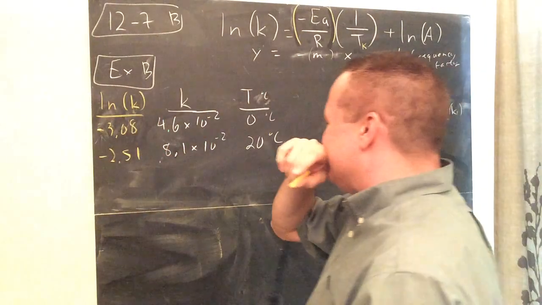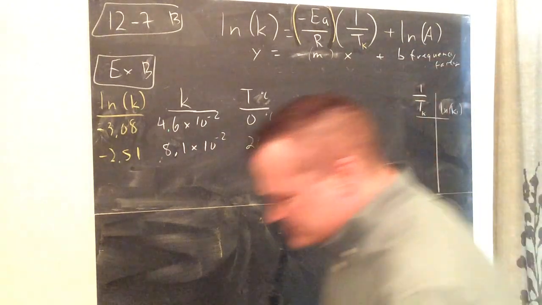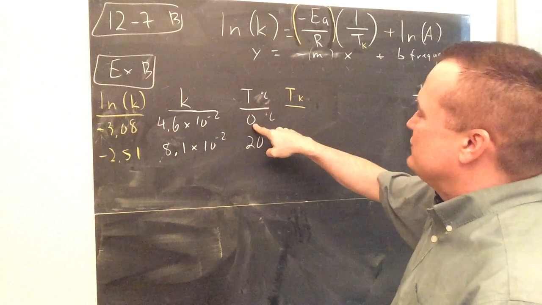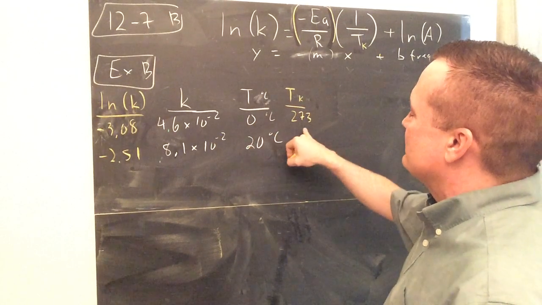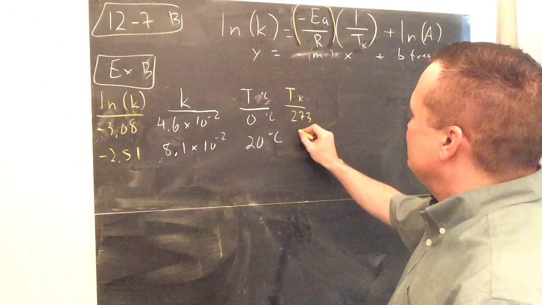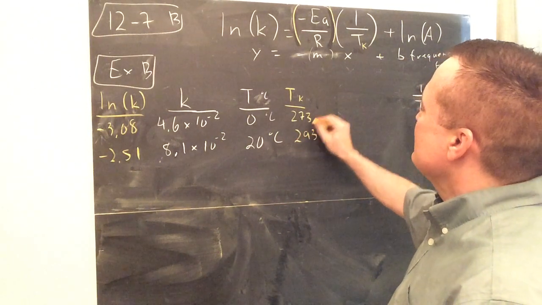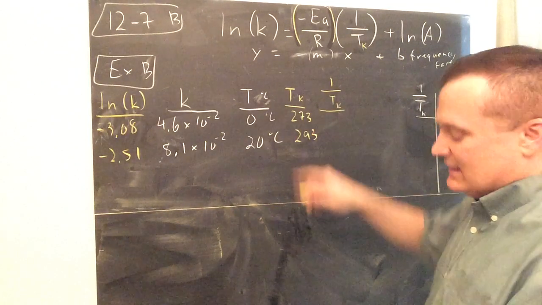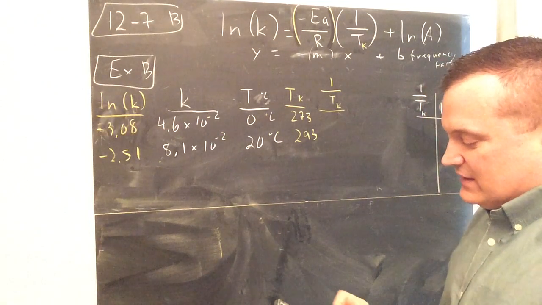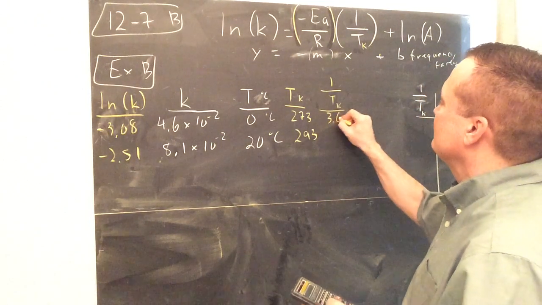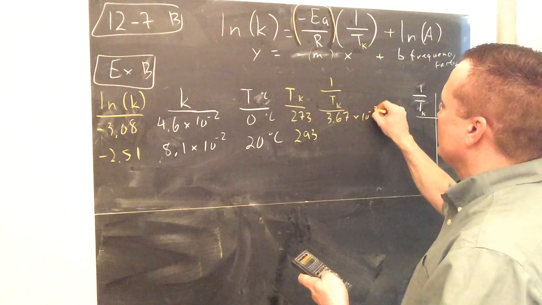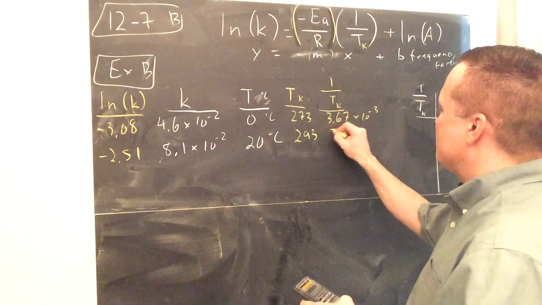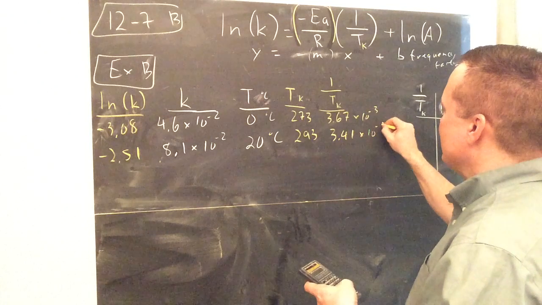Excuse me. Okay. Now, temperature. First, let's Kelvinize that baby. So Kelvinize this, and that means 273.15. Just put 273 there. And then 20, we'll make that 293. That's easy enough to do. But now we got to put 1 over T K. So I get the inverse. So 1 divided by 273 is 3.67 times 10 to the negative 3. And 293 inverse is 3.41 times 10 to the negative 3.